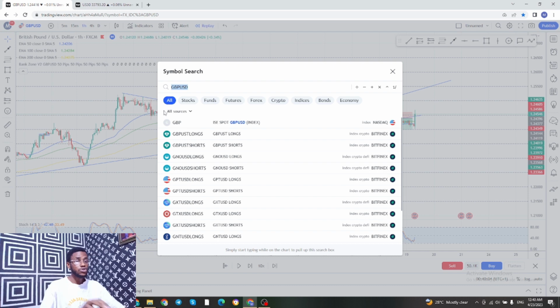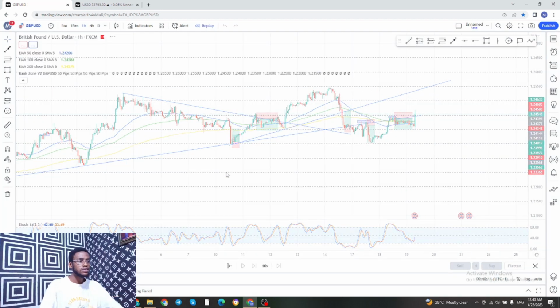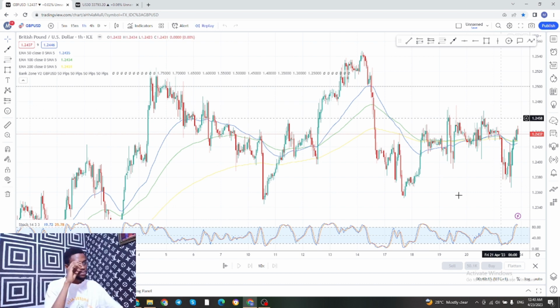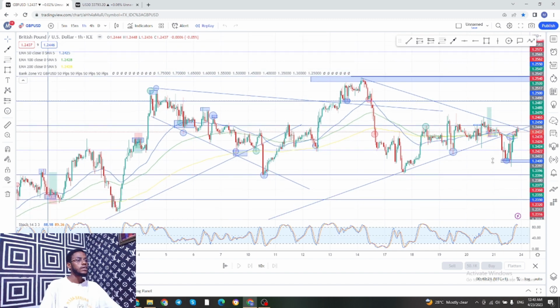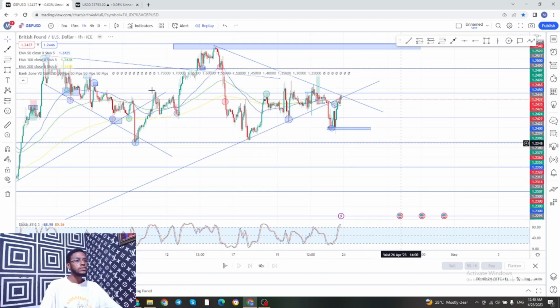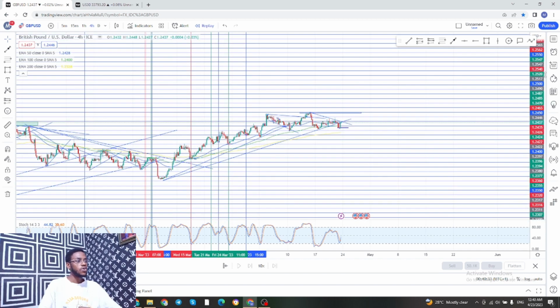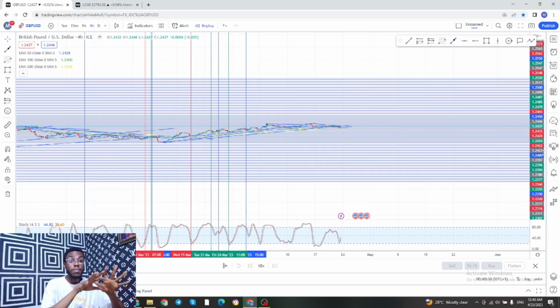GBP USD. I want to show you guys how many bank zones I have from before I started using this indicator. Back then I didn't know there was any indicator like that. Let me just delete this so it doesn't show anymore. Let me go to the 4-hour time frame and zoom in so you guys can see. All these blue lines you see, I actually put them in by hand, manually.